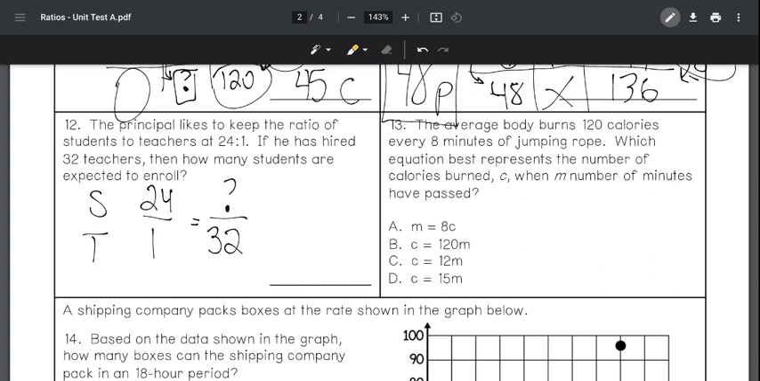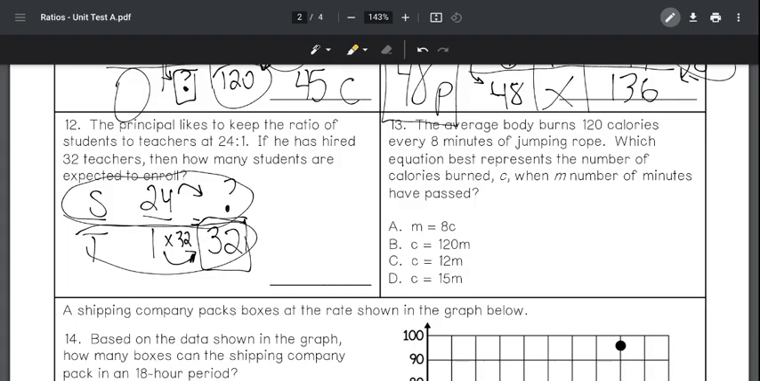Okay, teachers all have to be in the same row, students all have to be in the same row. That's how I knew how to set up my 32 on the bottom. Now I just got to figure out, how do I go from 1 to 32? We're going to multiply by 32. So all you had to do to figure out how many kids there were is do 24 times 32.